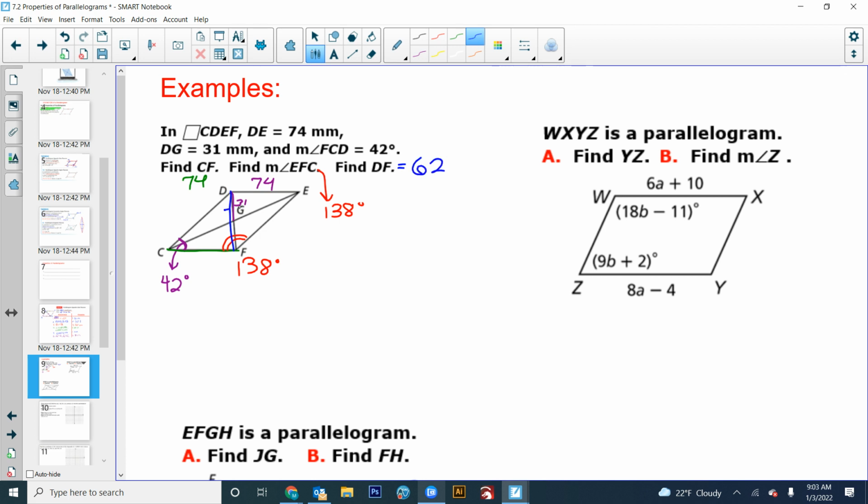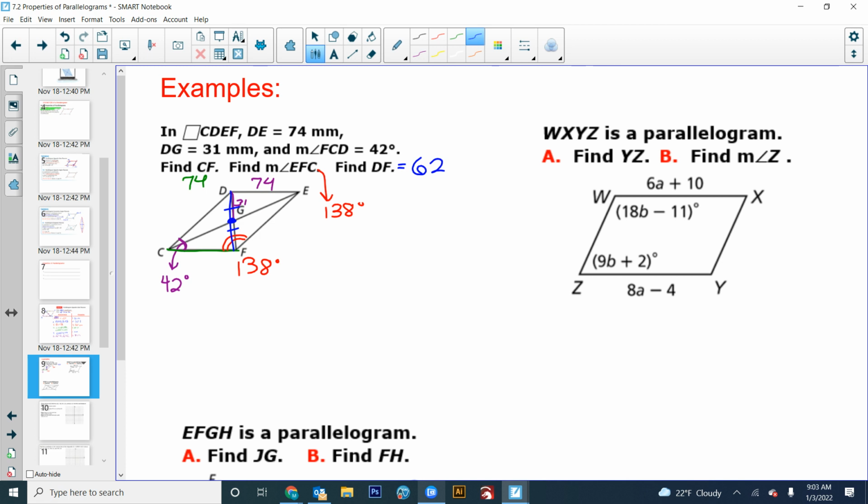And so, G is the midpoint, right? G is the midpoint of both diagonals. And so if it asks you for the whole diagonal, you have to double it. Double that 31.